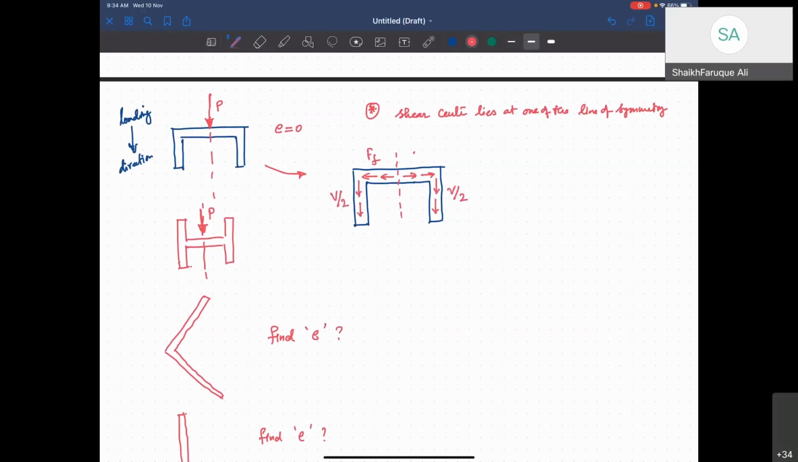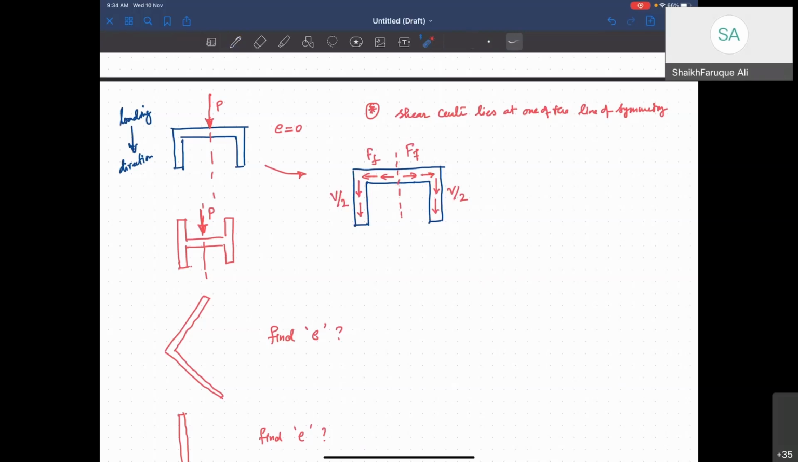This is Vy/2. All right, now you can see that since there is Vy/2 here and Vy/2 here, if you take a moment about this line, this moment and that moment will cancel each other, right? And therefore, your shear center e has to be equal to 0. All right.